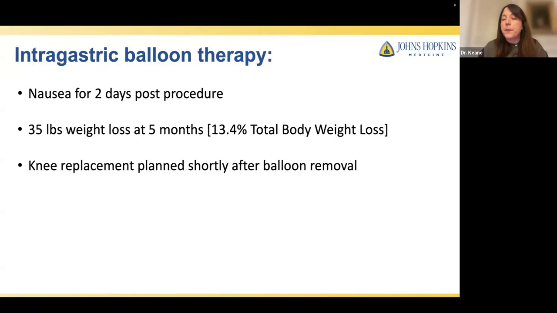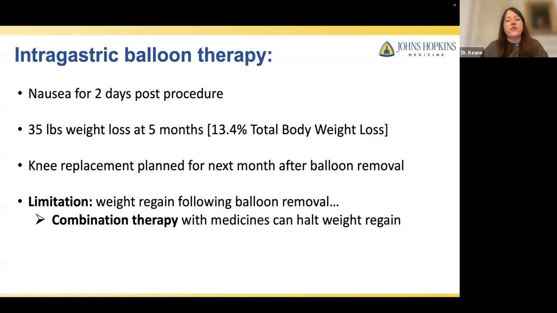And how did my patient do? Well, she went home the same day. She did have some nausea for a couple of days after the procedure. This is not unusual, and actually it's a good sign that you might have good weight loss. We have excellent medicines that help you control that, and she did very well. And indeed, when I saw her at 5 months, she'd lost 35 pounds. This is 13% of her total body weight. Her knee replacement was scheduled, and we were planning to remove her balloon in a few weeks.